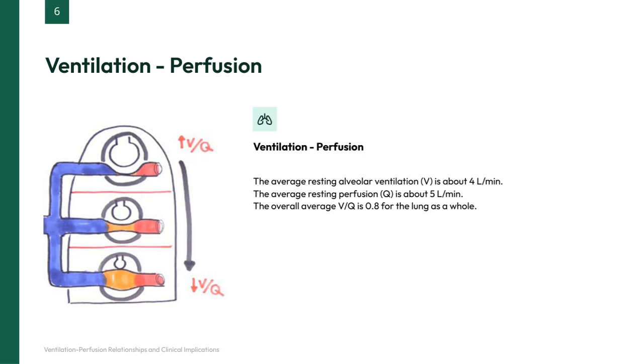Let's take a closer look at ventilation and perfusion in the lungs. On average, the alveolar ventilation, which is the amount of air reaching the alveoli per minute, is about 4 liters when at rest. Meanwhile, the perfusion, or the blood flow through the pulmonary capillaries, is slightly higher, about 5 liters per minute. When we compare these two, the ventilation to perfusion ratio, or V over Q, comes out to roughly 0.8 for the entire lung. This ratio is crucial because it reflects how well air is reaching the blood for gas exchange. A balanced VQ ratio ensures efficient oxygen uptake and carbon dioxide removal.